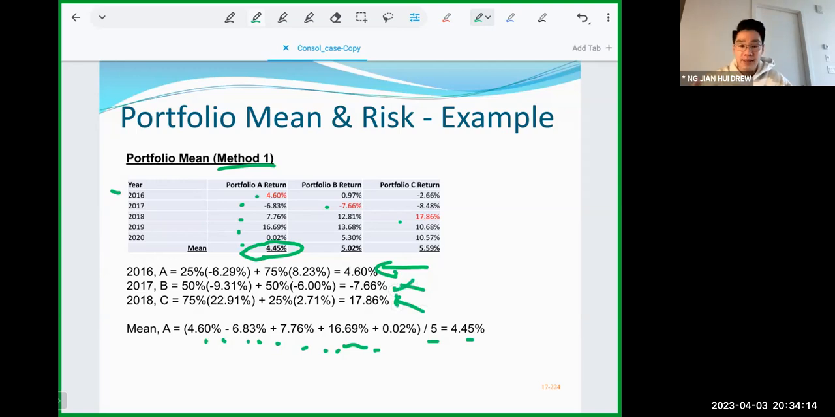So in the first method, what do we do? We consider each year individually. We do 2016, 2017, 2018, 2019, and then we just sum it all together. Everyone's okay with this? Because there are two methods, we need to really understand method 1, then we can understand method 2. Everyone's good? Yeah.